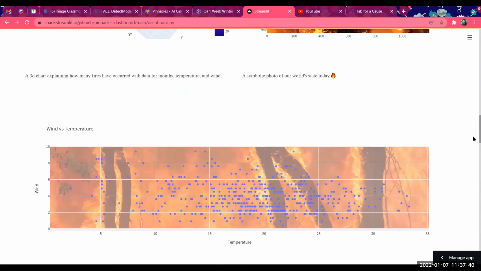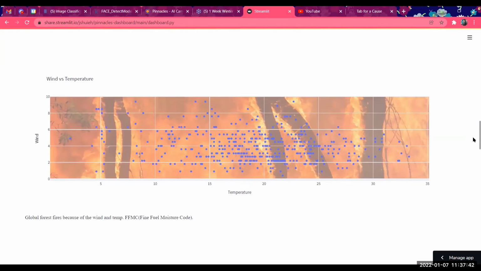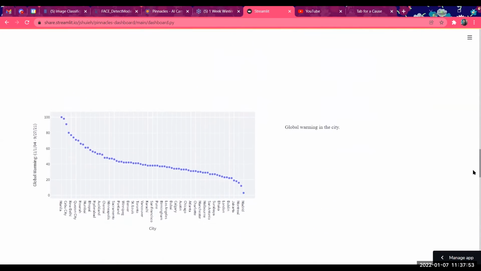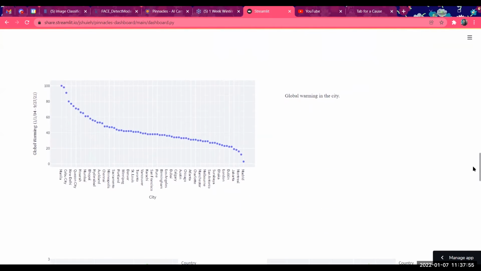And then finally for me, wind versus temperature. This basically explains global forest fires by the wind and temperature. So the higher they are, the more there have been forest fires. Yeah, this shows since 2004 how many times people search global warming in Google. And we can know more people care about global warming now.